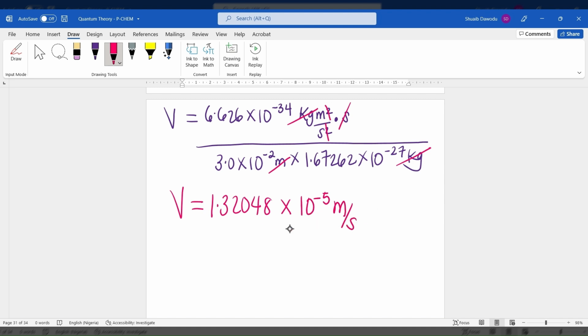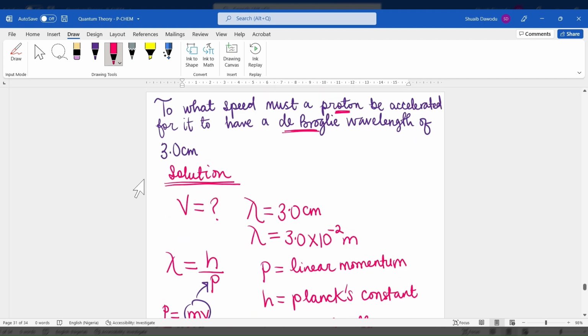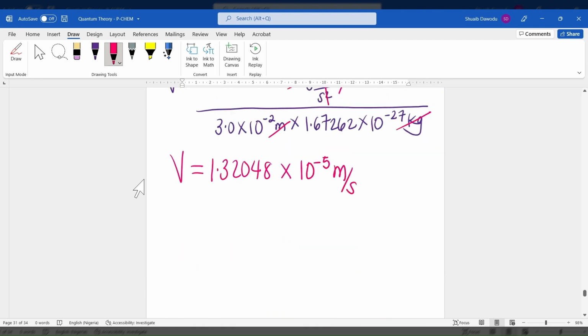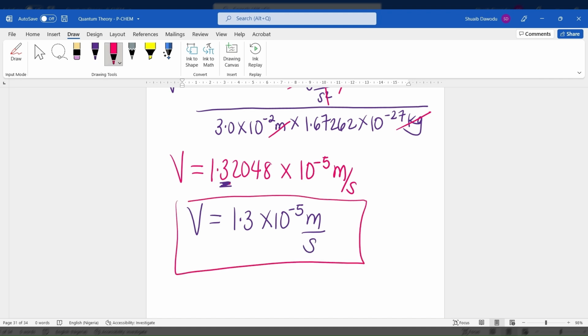And also, do not forget, we are chemists, so we have to put our work in the proper number of significant figures. If you look at the initial part of the question, we have two sig figs at least. So the proper number of significant figures is that the velocity is 1.3 times 10 raised to the power of negative 5 meter per second. So that is basically the answer to this question.